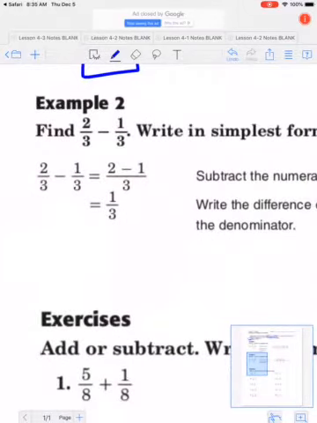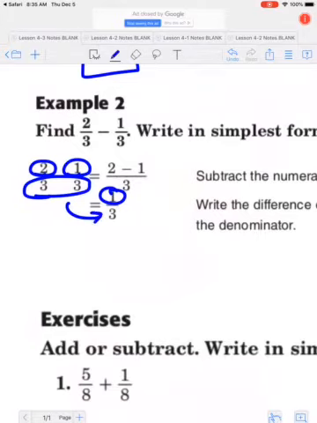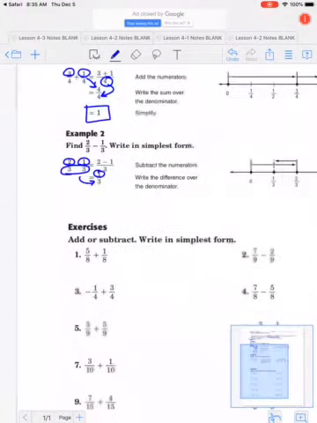For example 2, we have 2/3 minus 1/3. So we're going to subtract 2 minus 1, and we get 1. And then your 3's are the same here, so it just stays as a 3. So our answer was 1/3.